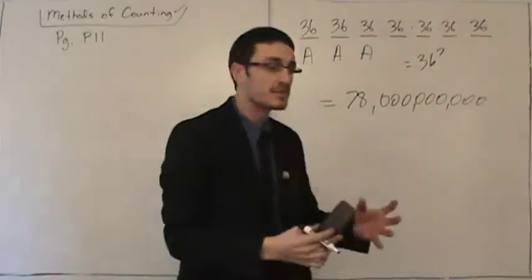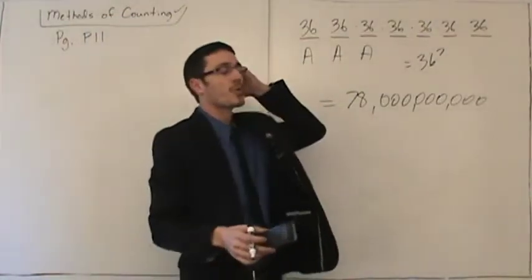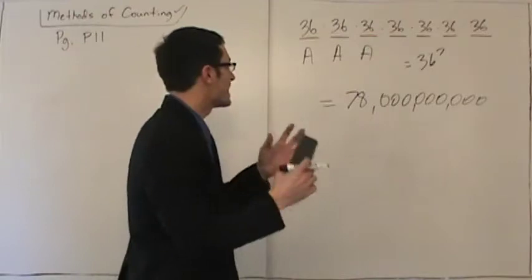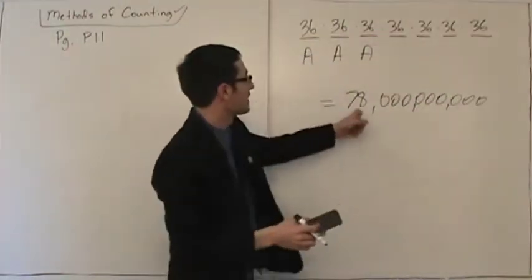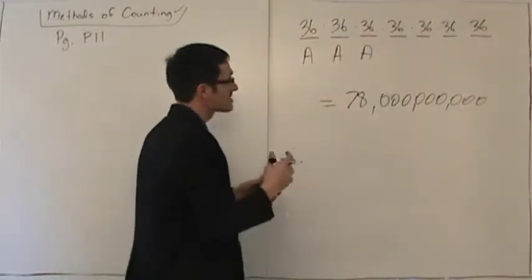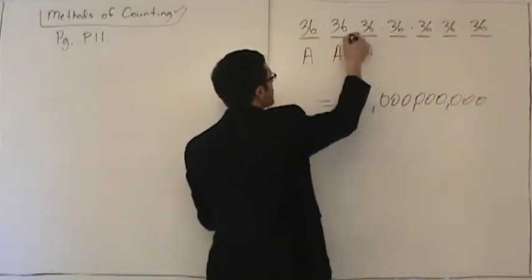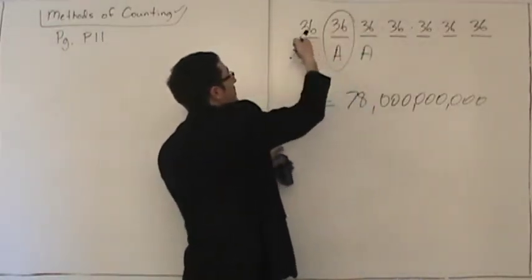Now, there's only 7 billion people in the world. We can rest at ease. Yes, there are enough license plates out there. So definitely not running out of license plates, guys. There's 78 billion. Now, did our second choice depend on what we chose for the first?